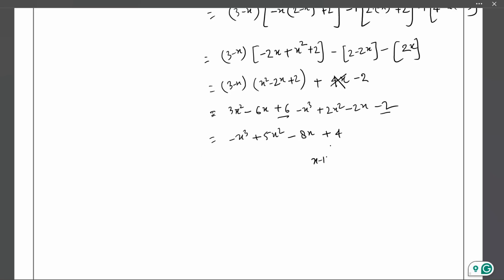Okay, x minus 1 is a factor of it. You see 5 plus 4 is 9, minus 8, minus 1, 9. So you have minus x cube plus 5.